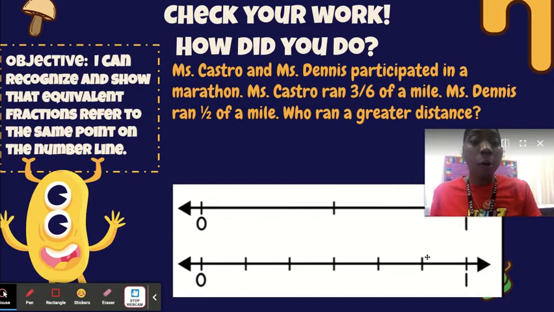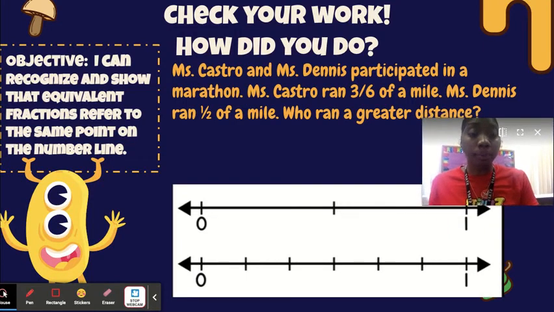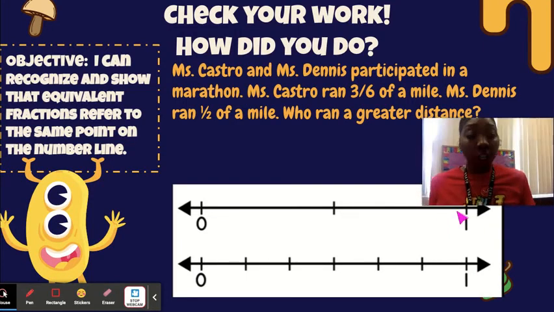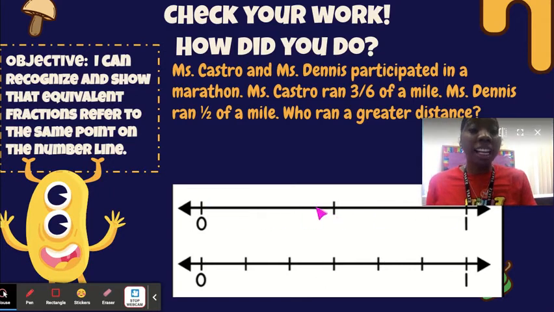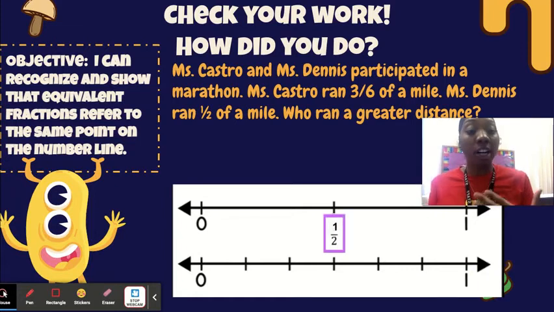So let's look at how we needed to set up our word problem. First, we're going to draw two number lines. We're going to break the first number line into halves because Miss Dennis ran 1/2 of a mile. And we're going to break our second number line into 6 parts, right? Because Miss Castro ran 3/6 of a mile. Then we're going to label both of our number lines.